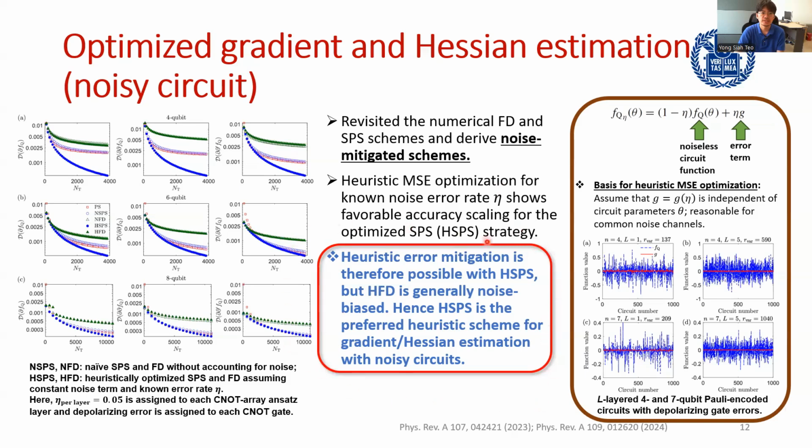However, what is interesting is that out of the two numerical methods that I've tested, the scaled parameter shift rule and the finite difference method, the scaled parameter shift rule is the method of choice, as it does not give any residual noise bias, whereas the finite difference method does give some irremovable residual noise bias. So long story short, in general, if you have noisy circuits, the heuristically optimized SPS scheme is the strategy to use. And this is basically the result. The details can be found in this particular publication.